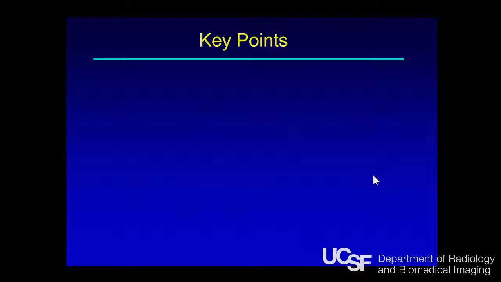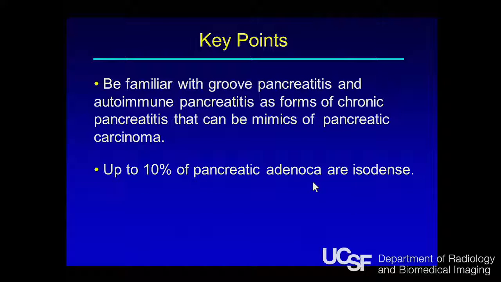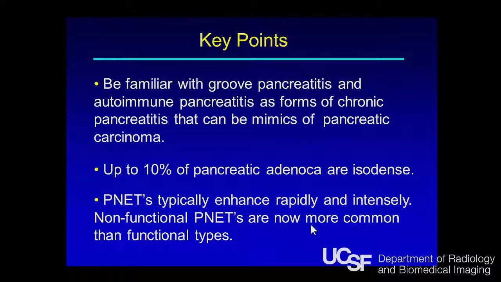So the key points for this lecture to take home are that you should be familiar with the subtypes of chronic pancreatitis, groove and autoimmune pancreatitis, and that they can appear as hypodense masses, particularly in the pancreatic head, simulating adenocarcinoma. Note that up to 10% of adenocarcinomas are isodense. So if you see all of the findings, except you can't find the primary, it's still there. Don't write it off. And then pancreatic neuroendocrine tumors have a classic intense enhancement appearance on the arterial phase. And of note, the non-functional type has overtaken the functional type and is now known to be the most common PNET tumor.